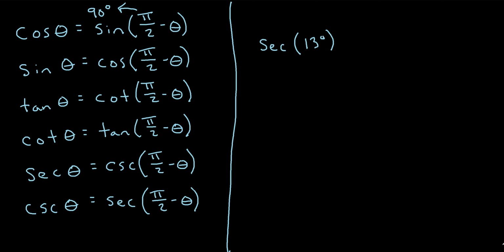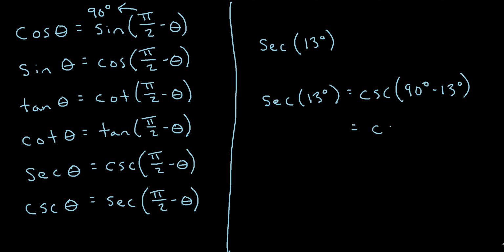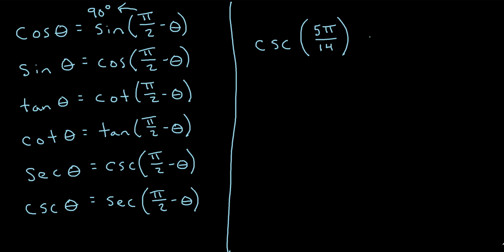Let's try another one. Let's say we have the secant of 13 degrees. How can we rewrite that using our cofunction identities? Well, we see that the secant of an angle is just equal to the cosecant of pi over 2 minus that angle. So we can write the secant of 13 degrees is equal to the cosecant of 90 degrees minus 13 degrees. So 90 minus 13, that's 77. So we're left with the cosecant of 77 degrees. So the value of the secant of 13 degrees will be equal to the value of the cosecant of 77 degrees.